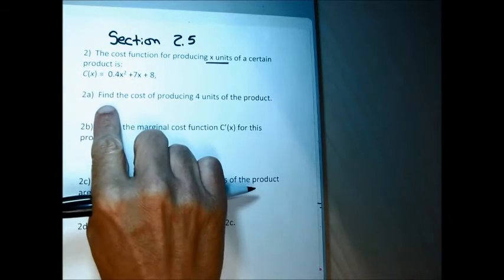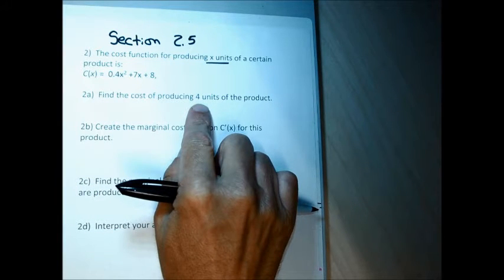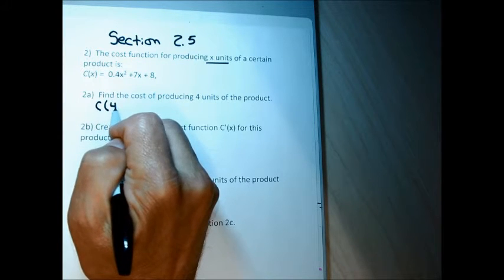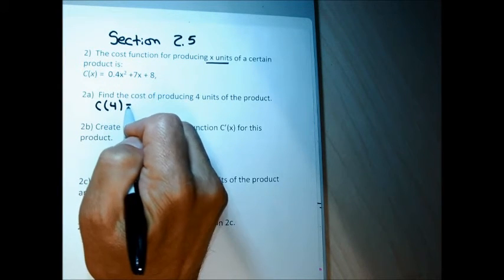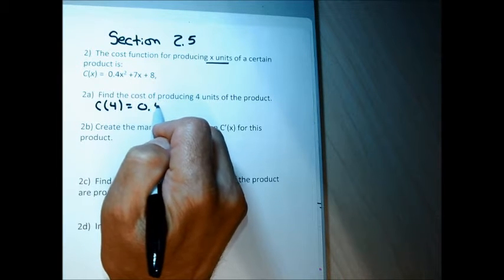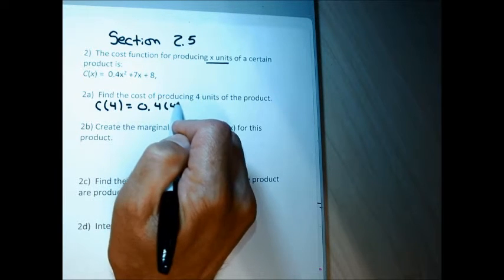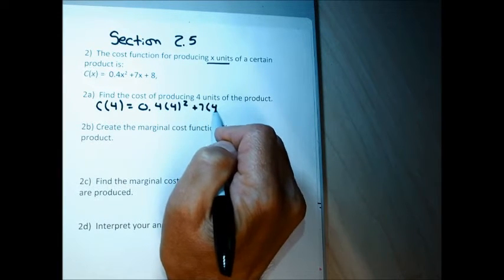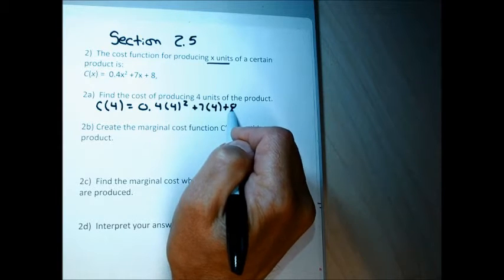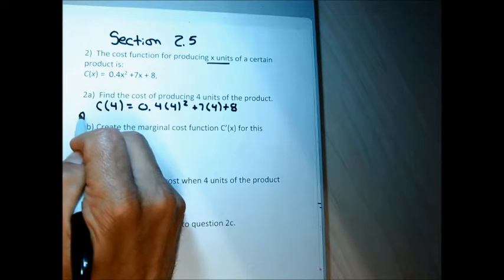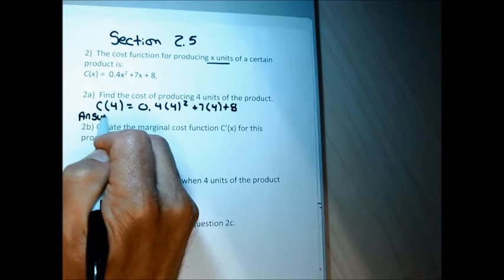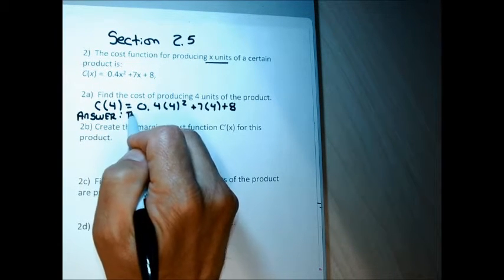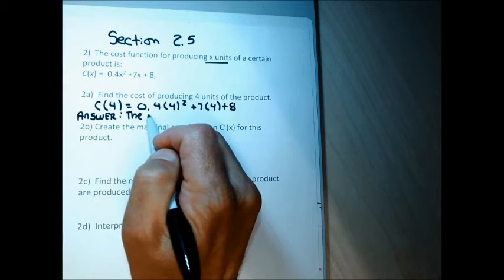So 2a says find the cost of producing 4 units of the product. Well, that's just a matter of plugging 4 in for the cost function. I don't need a derivative to find out the cost of producing 4 units. The cost function does that without a derivative. So this is exactly how the cost function works. If you plug a number in for x in the cost function, it's going to give you the cost of producing that many units. I can't really do this so well in my head. I wouldn't want to. So I'm going to do this on my calculator 2 ways.